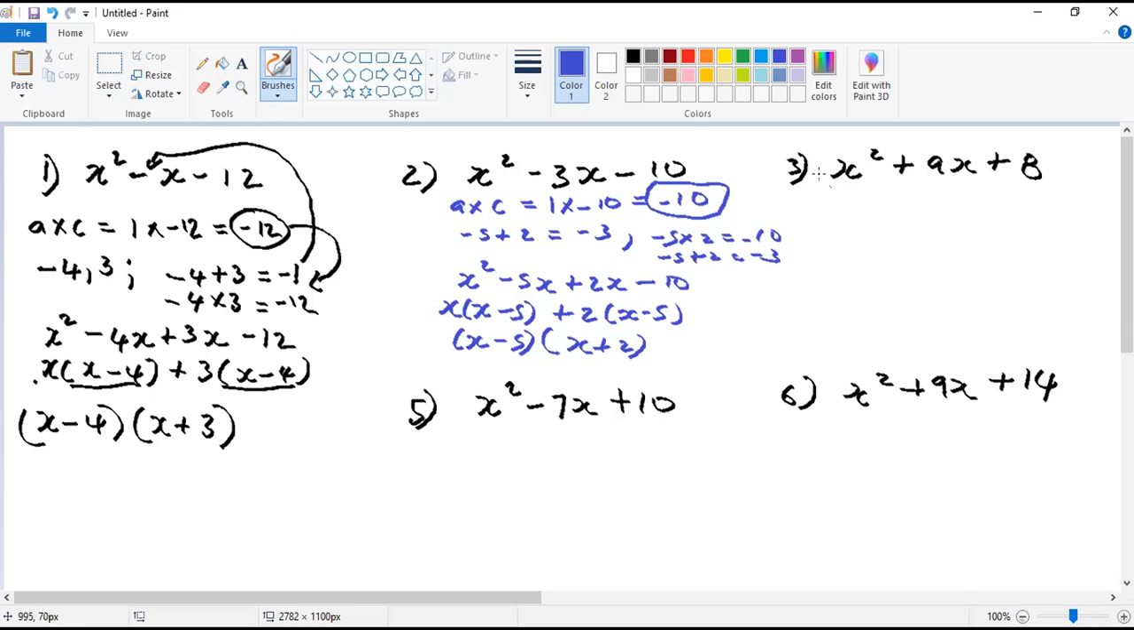All right, so let's go to it now. A times C is 1 times 8, so this is 8, and we can simply say the factors 1 and 8 do the job, because 1 plus 8 is equal to 9. So we can go ahead. x squared plus x plus 8x plus 8. And then we can factor here by pairs.